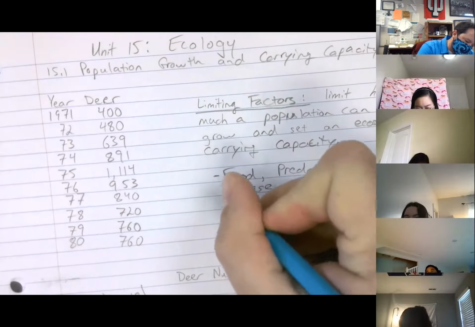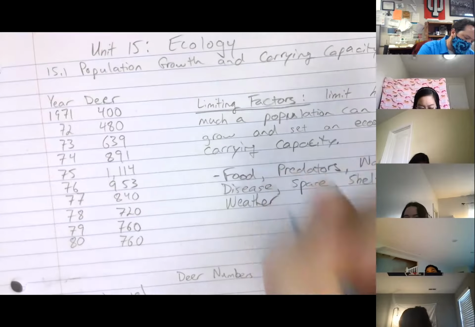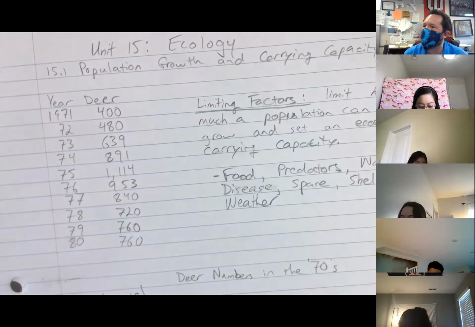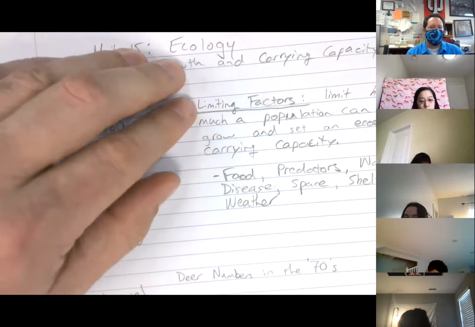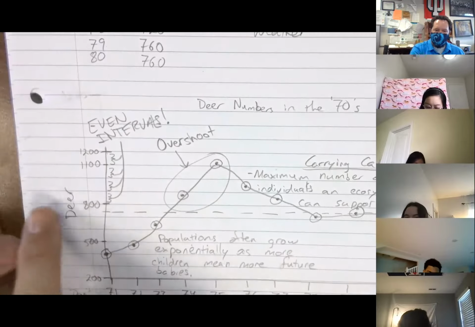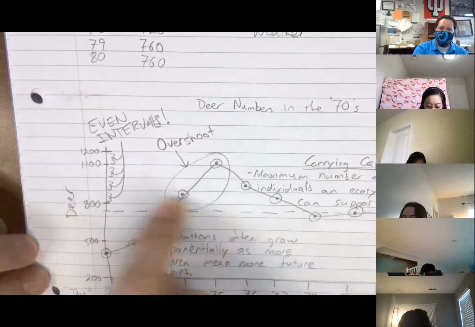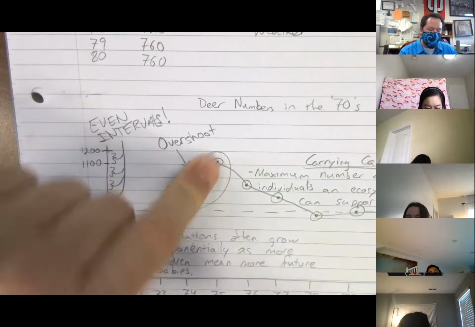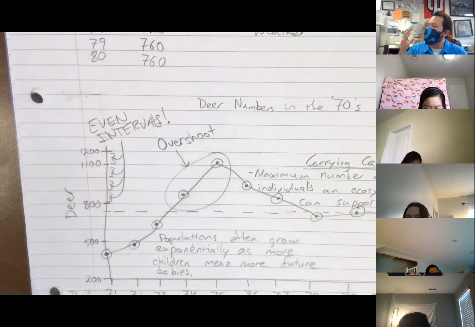Also weather, storms, hurricanes, tornadoes, all that kind of stuff can limit an area as well. There's probably more we're missing, but these are limiting factors. And again, they kind of control where that carrying capacity is at, how big a population can get. Can a population overshoot? Yeah, absolutely. You see it right there. But here's the problem. It can't stay up there forever.